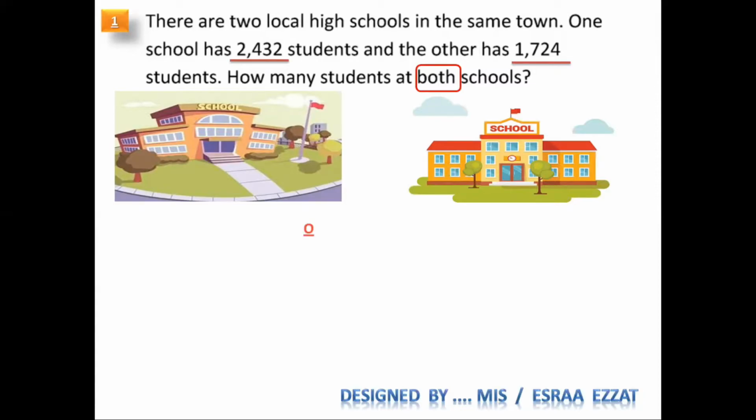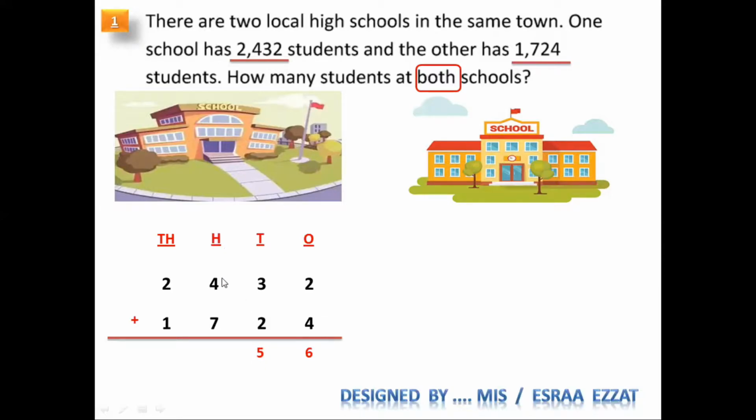At first, it's better to write the place value names above the digits as usual. And then we align or line up numbers to be added with digits of the same place value exactly above each other. And then to get the sum, let's start from ones. So 2 plus 4 equals 6. Let's move to tens place. 3 plus 2 equals 5. Let's move to hundreds place. 4 plus 7 equals 11.